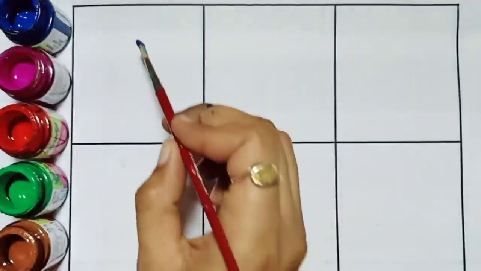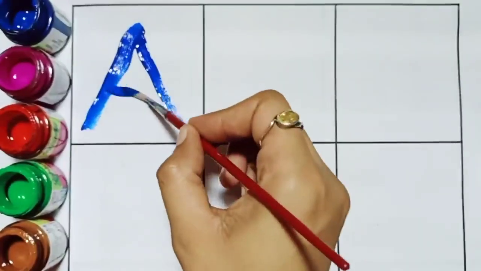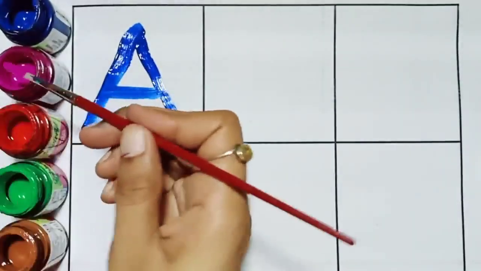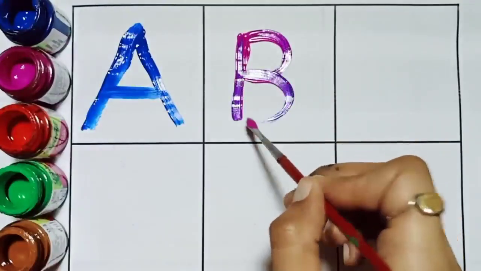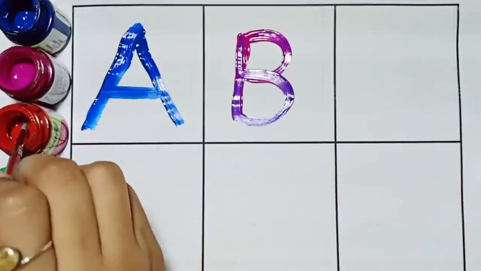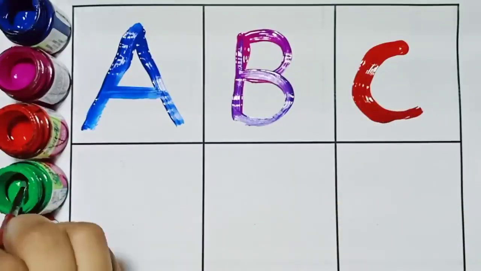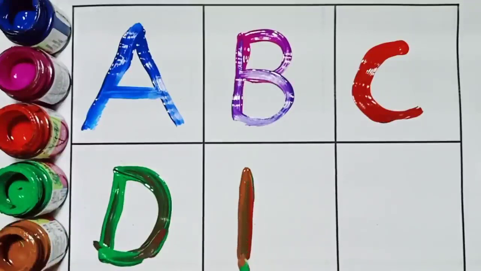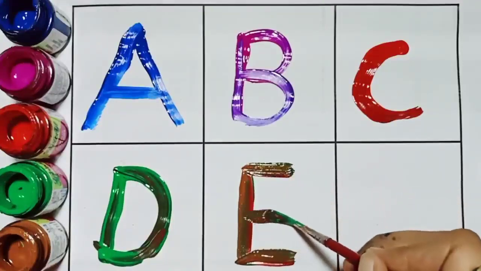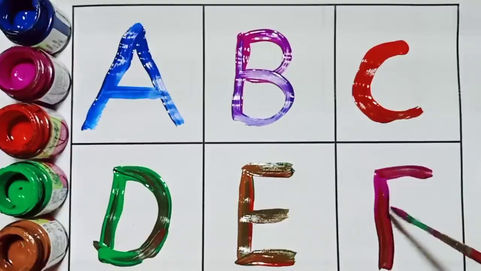Blue color. A, A for apple. Pink color. B, B for ball. C, C for cat. D, D for dog. E, E for elephant. F, F for fish.